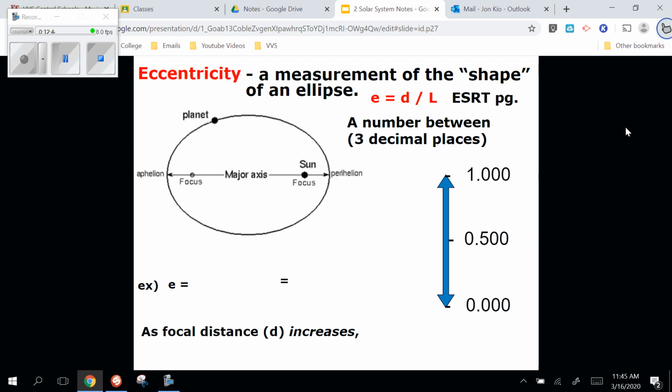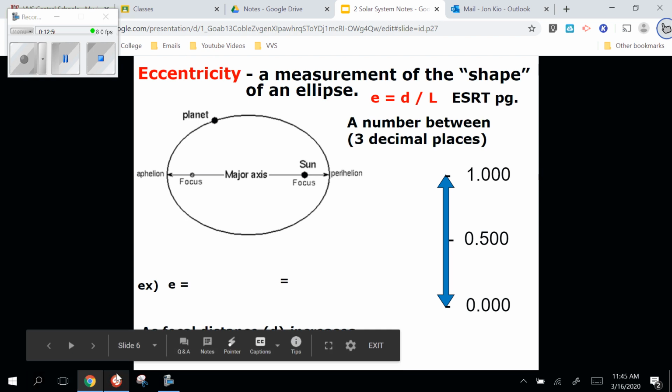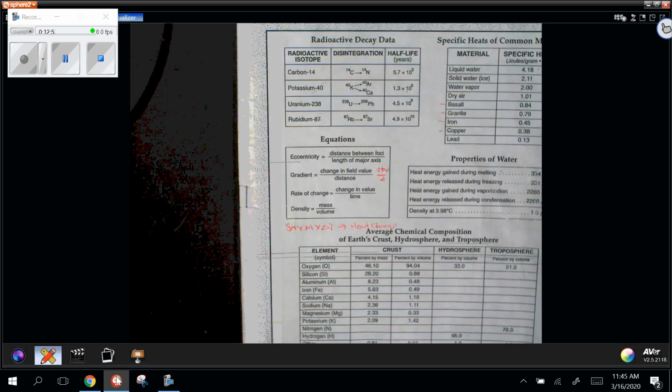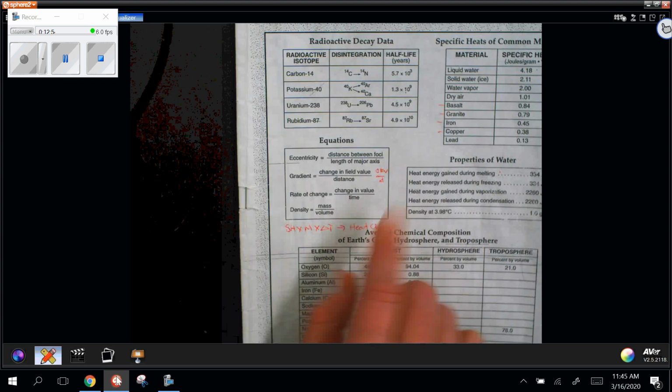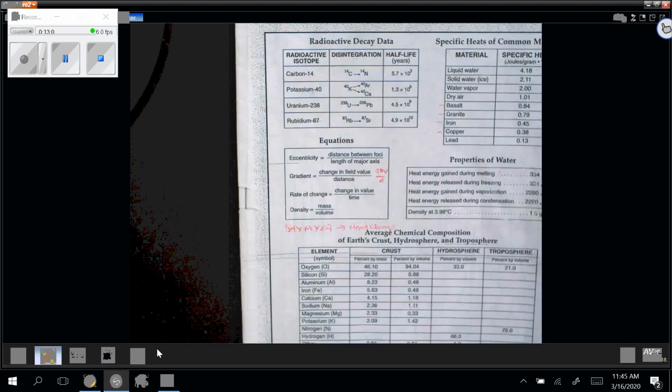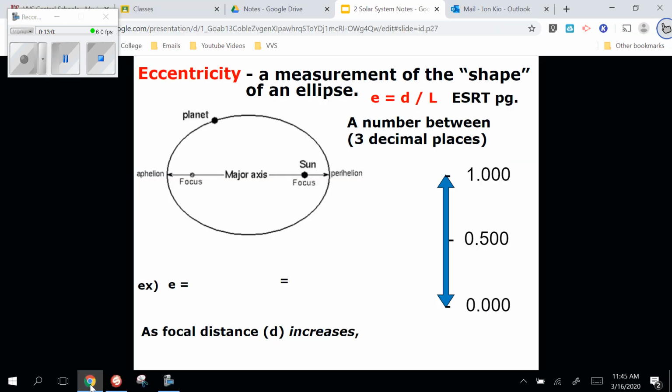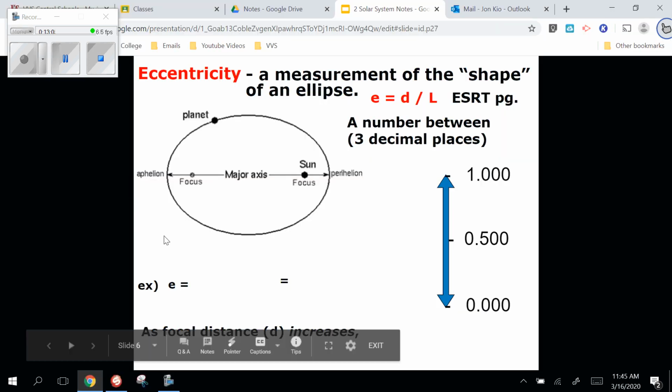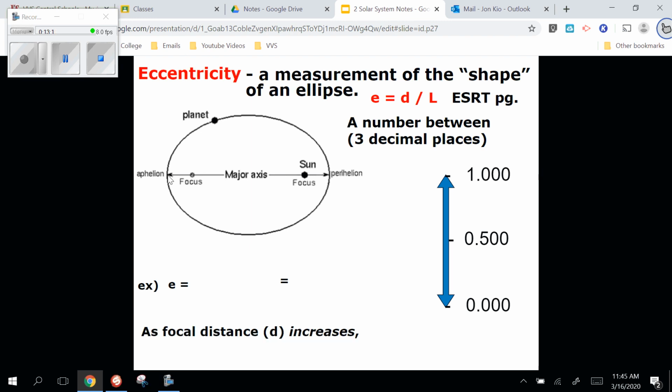The abbreviated formula, E equals D over L, comes from our formula right here. Eccentricity is the distance between the foci divided by the length of the major axis. I use the abbreviation E equals D over L, where D is from here to here, and L is all the way across.